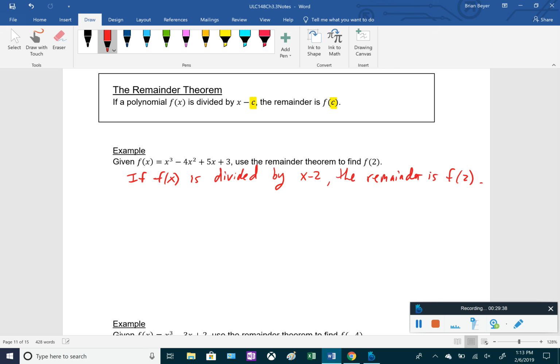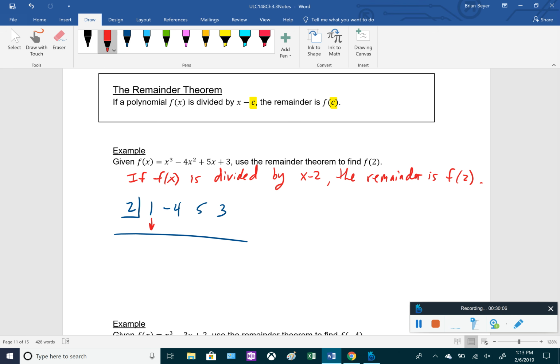Because that's what we're looking for, so that's why I did it that way. So what we're going to do is divide x cubed minus 4x squared plus 5x plus 3 by x minus 2 using synthetic division. So if we do that, that means that 2 is what gets boxed in. Now the coefficients of the dividend are 1, -4, 5, and 3.